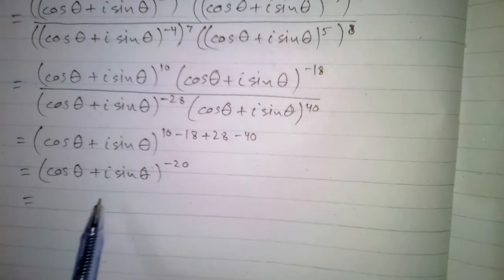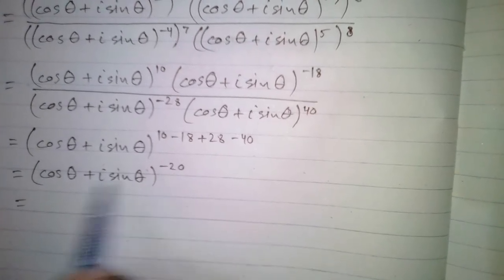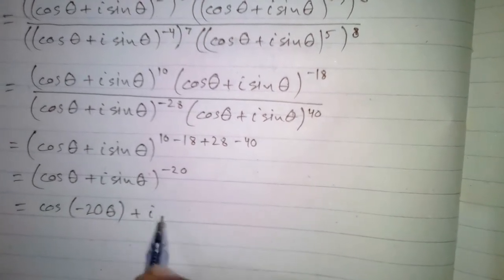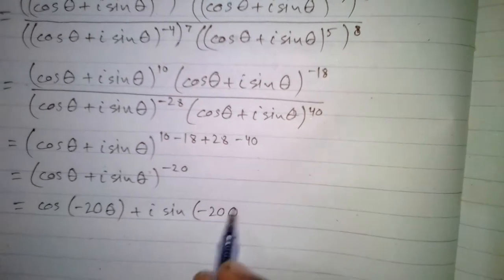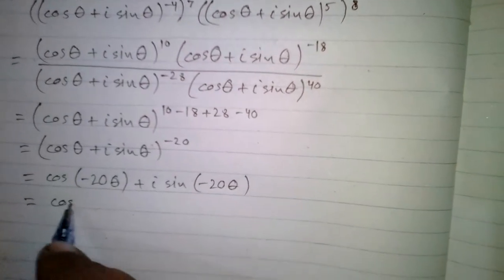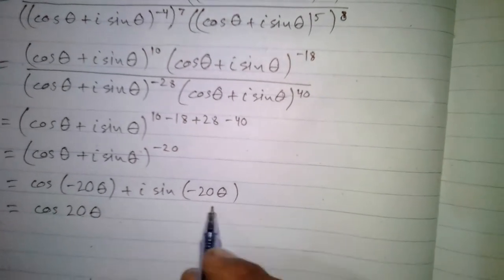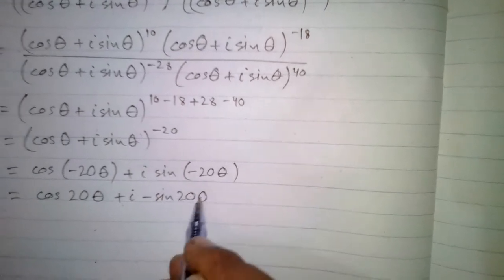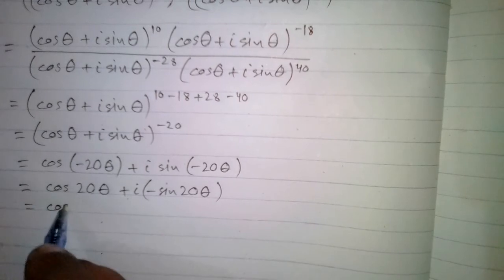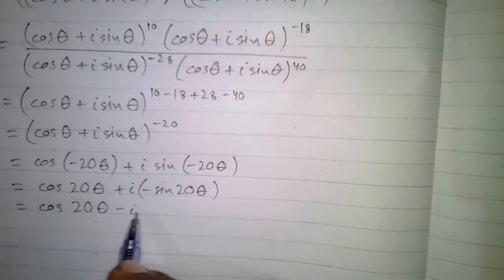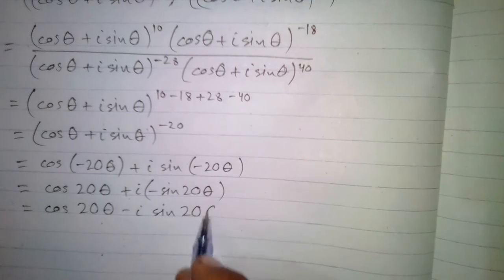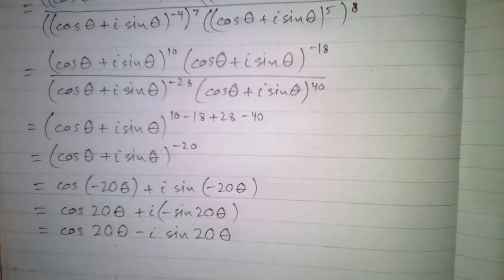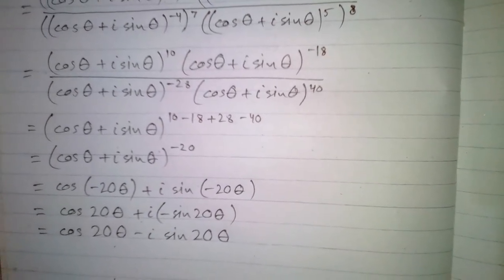Now again we will apply De Moivre's theorem, so we will multiply −20 by θ, so we have cos(−20θ) + i sin(−20θ). And cos(−20θ) is equal to cos 20θ and sin(−20θ) is equal to minus sin 20θ, and this will give us cos 20θ − i sin 20θ. So we have seen how we can apply De Moivre's theorem on any expression in order to simplify that expression.